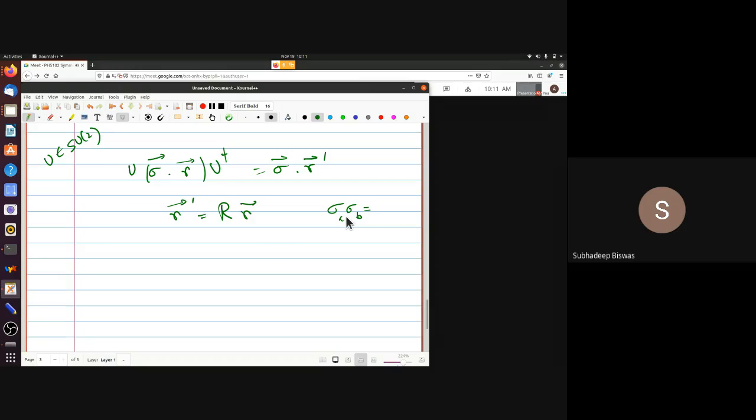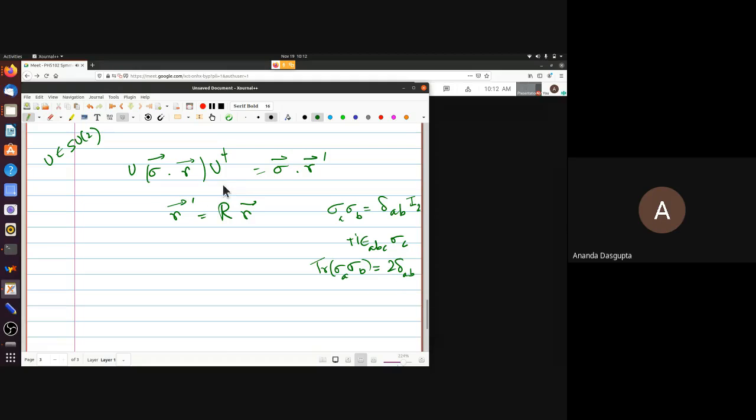It's delta AB plus i times epsilon ABC sigma C. Actually, if we consider the inner product induced by the trace, that is, if you just take the trace, by the way, that's twice delta AB. This is real delta AB times the 2 by 2 identity, and sigma is traceless, so you end up with 2 delta AB.